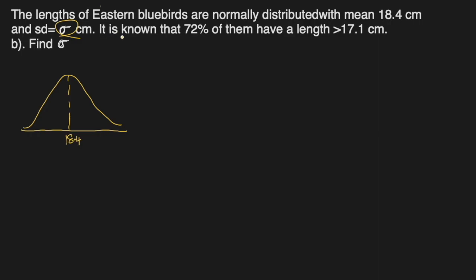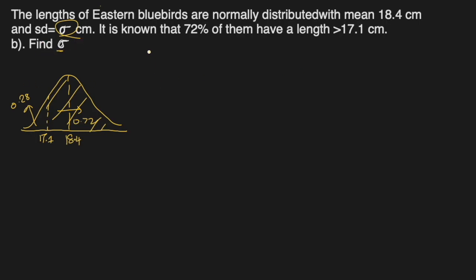We don't know it. It is known that 72% of them have a length greater than 17.1. So let's say 17.1 is here. That means this area is 0.72. That means this area is remaining 0.28. Okay. Find sigma.